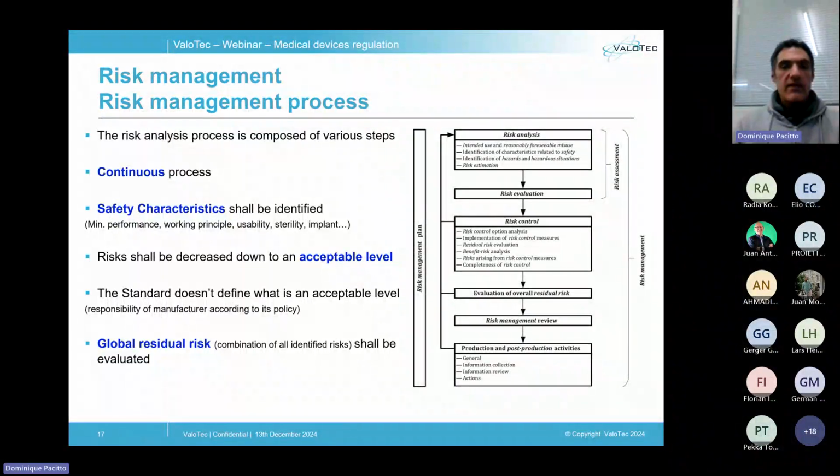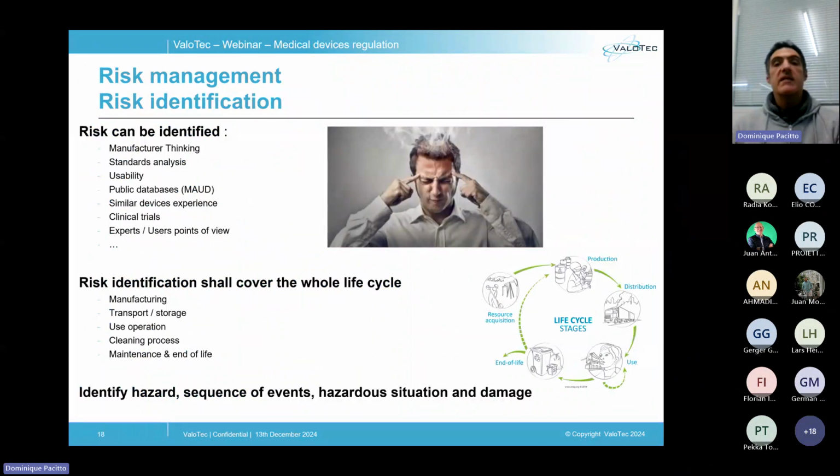So I just said that the first activity described in the risk management process is the risk analysis. There are various ways possible to do that. For example, manufacturer thinking, an interview of the expert, use of relevant standards, consulting public databases. For example, the MAUDE database you can find on the FDA website, performing clinical trials, etc.